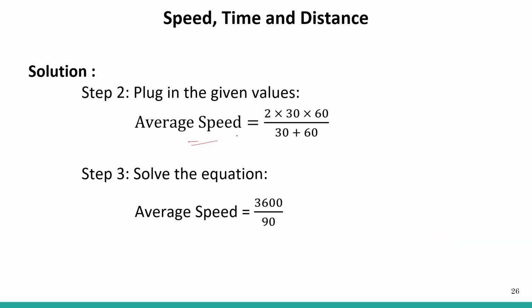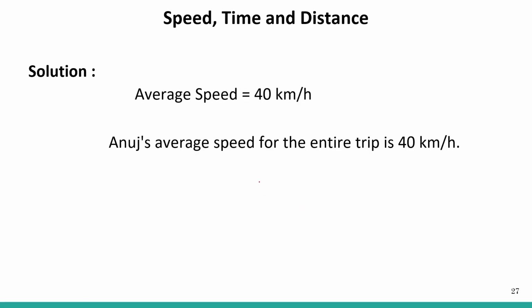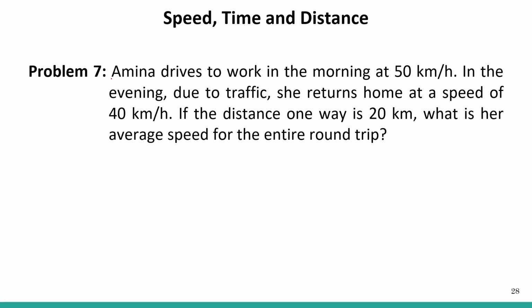Okay, so average speed is equal to 2 into 30 into 60, it will be 3600 by 90. So cancelling a 0 out and then cancelling 9 with 360, we are left with 40. So average speed is 40 km per hour. So Anuj's average speed for the entire trip is 40 km per hour. So let's see problem number 7.